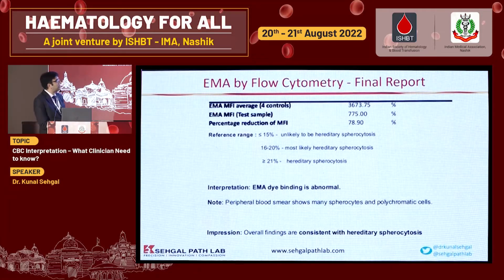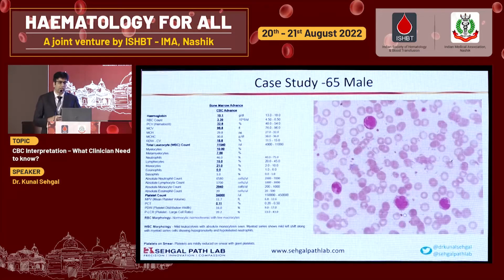This is the way the report looks. The reduction of MFI is 78%. Anything more than 21% is suggestive of HS. So same day CBC, retic, straight away morphology and an EMA test, conclusively proving that this is consistent with HS. So again, a comprehensive CBC with retic count, with a smear, and this assay can be done to finish.